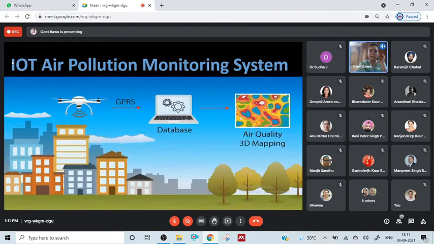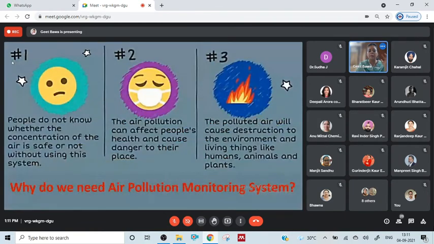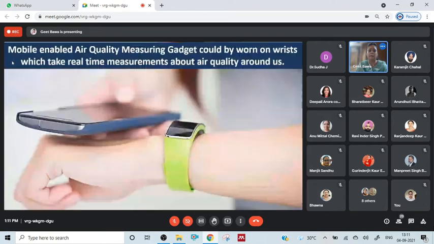Next, I would like to discuss the IoT air pollution monitoring system. So why do we need an air pollution monitoring system? Because people do not know whether the concentration of pollutants in the air is safe or not without using the system. Air pollution can affect people's health and cause danger to their places. The polluted air will cause destruction to the environment and living things like humans, animals, and plants.